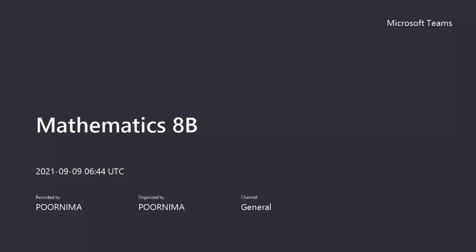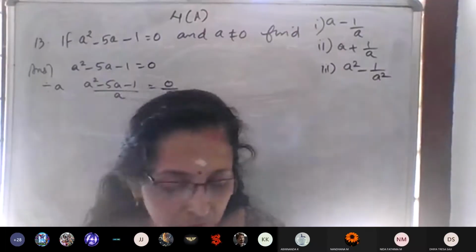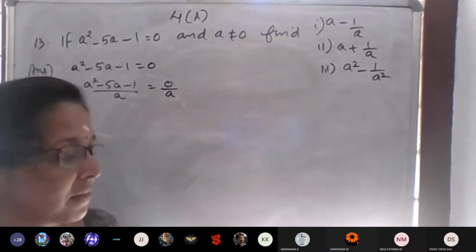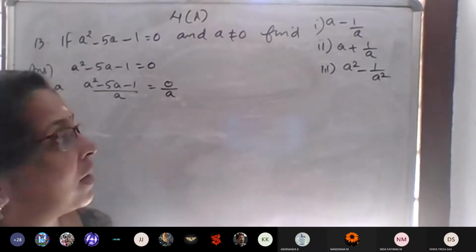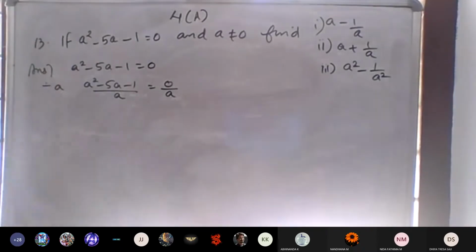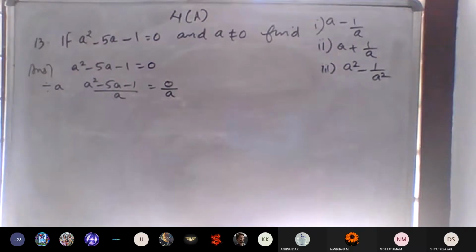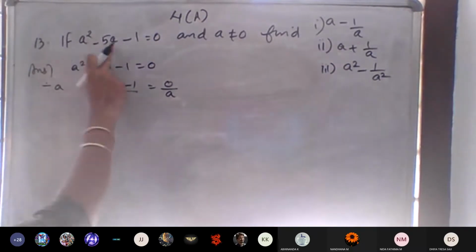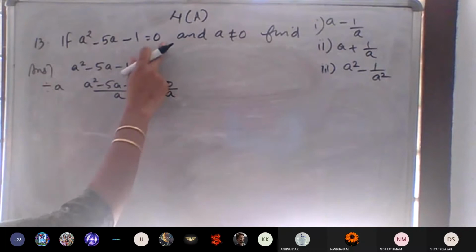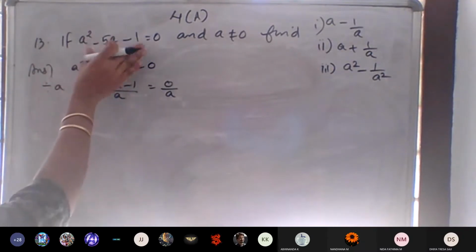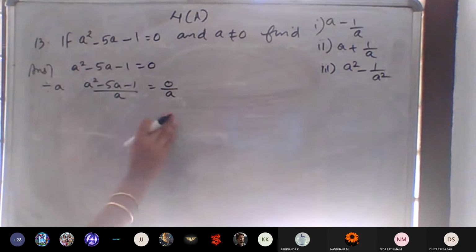If a square minus 5a minus 1 is equal to 0 and a not equal to 0, find a minus 1 by a, a plus 1 by a, and a square minus 1 by a square. So same as question number 12, where we have done dividing throughout by a. The question is a square minus 5a minus 1 is equal to 0, so we have to divide throughout by a.